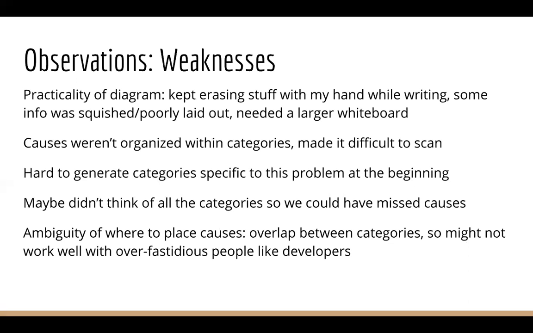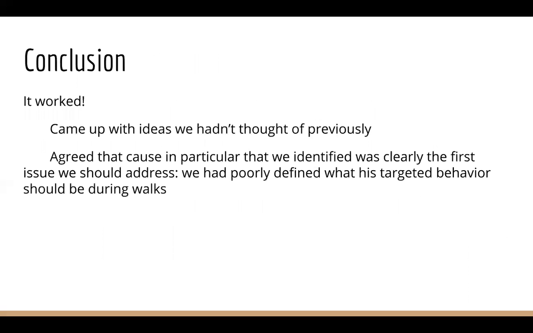And there was also some ambiguity over where to place some of the causes. It wasn't clear cut which category some of the causes might fit into. So there was overlap between categories. So this might be a problem for people that are very picky about this sort of thing, like maybe developers, where they want very clear cut boxes that things fit into. So having that kind of gray area might be difficult for them. But overall, in conclusion, this worked for us.